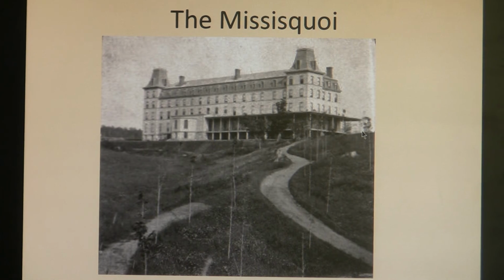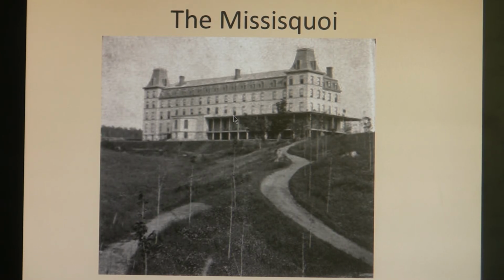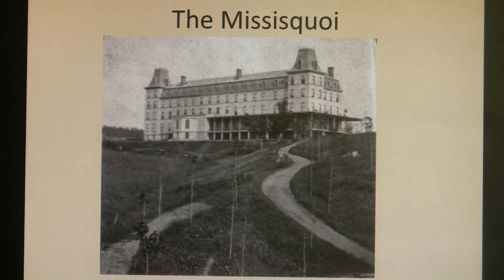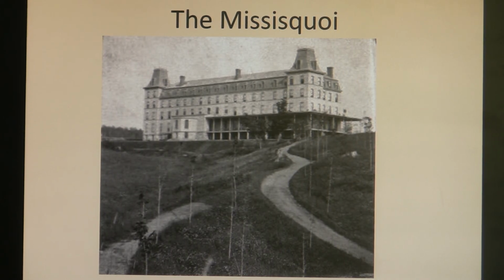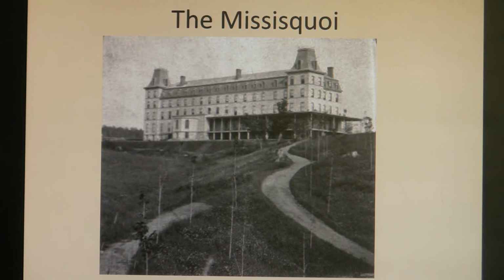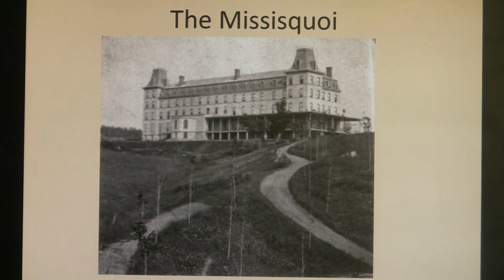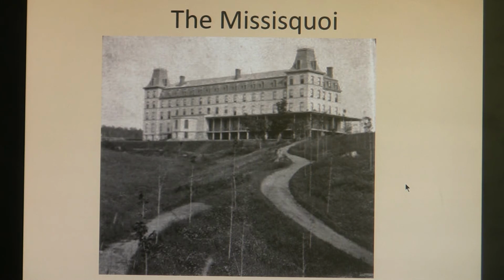This is Missisquoi as it was seen in the late 1800s. This was the first of several structures that were proposed to be built on this particular site. The view is from the road, and way down below here is where the spring is, and this structure was pretty magnificent. And further information as we get into the details of it, but it was a luxury hotel.